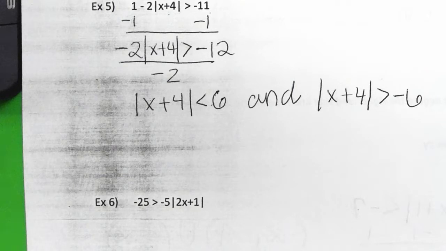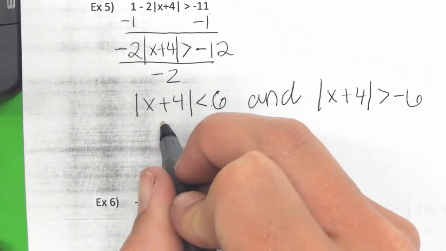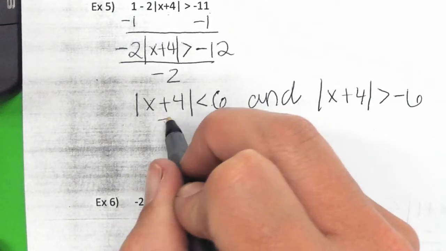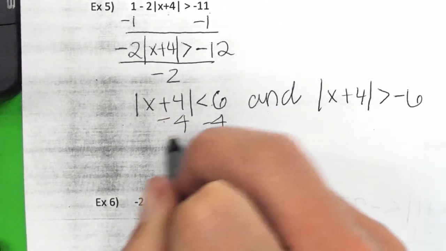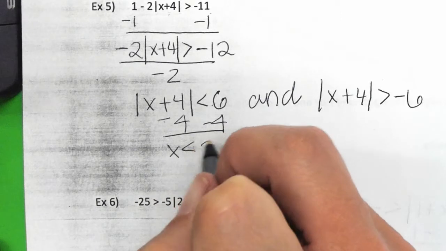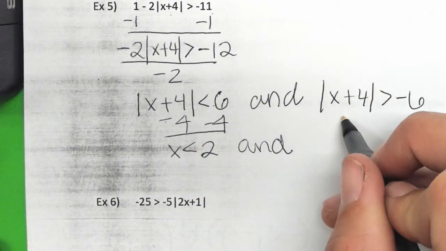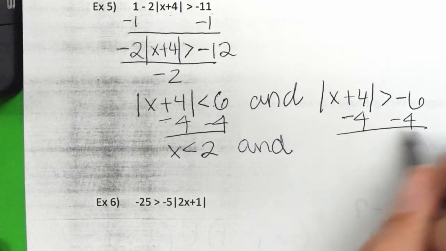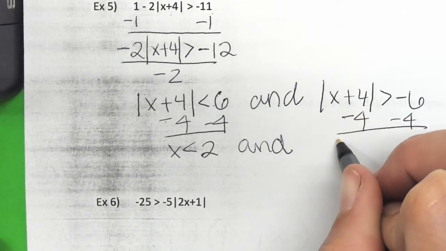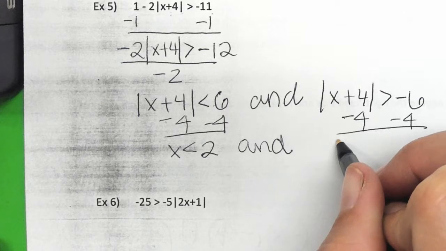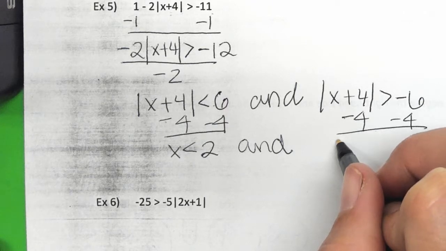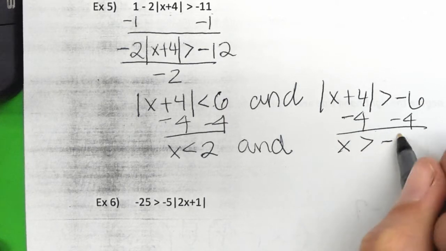Everybody good? Let me know if you have questions. Alright, Victor, how do we get x by itself right here? Very good. So we get x is less than 2. And Alyssa, what do we do here? Subtract 4 from this one. So we get negative 10. Very good.